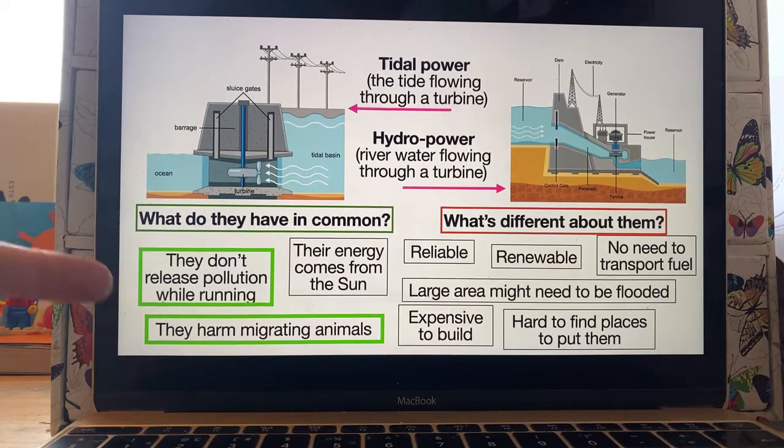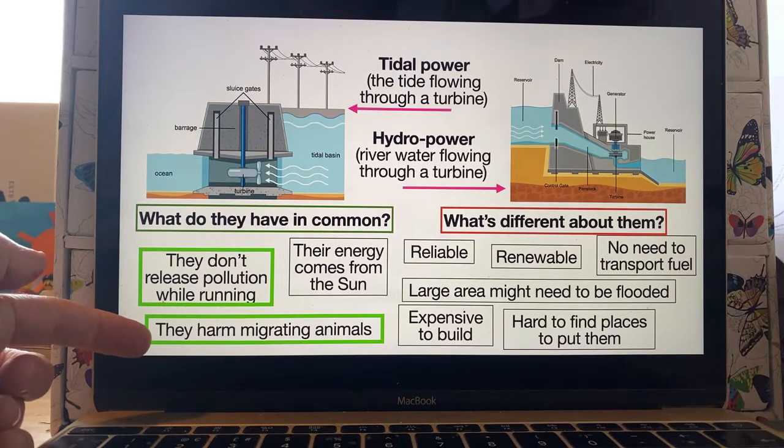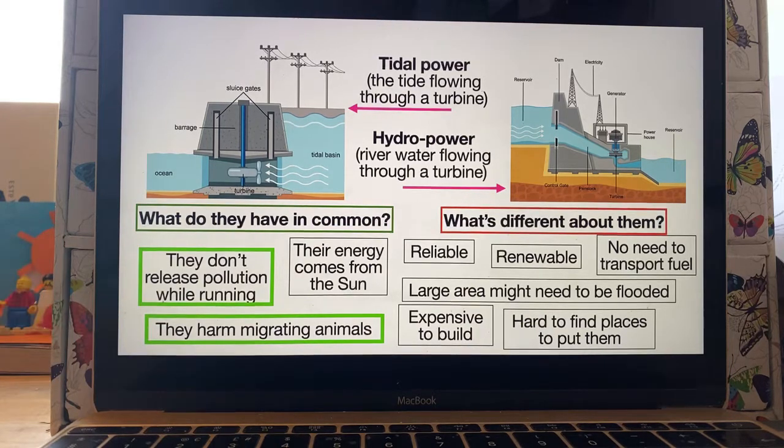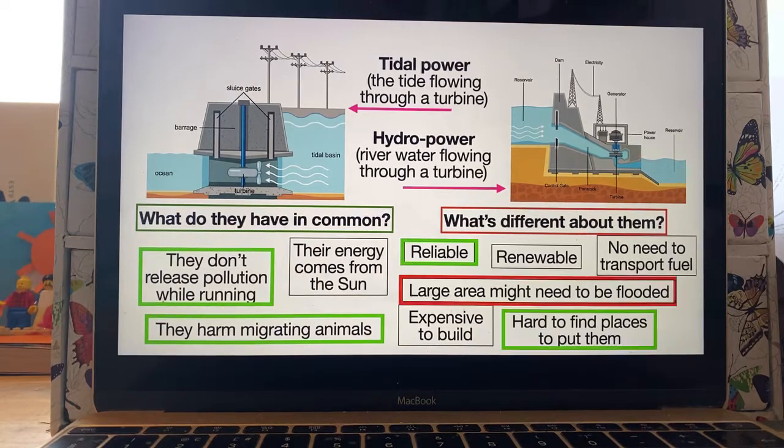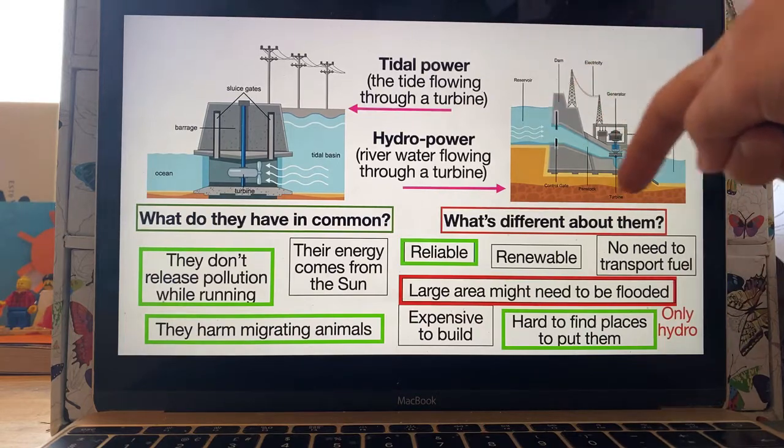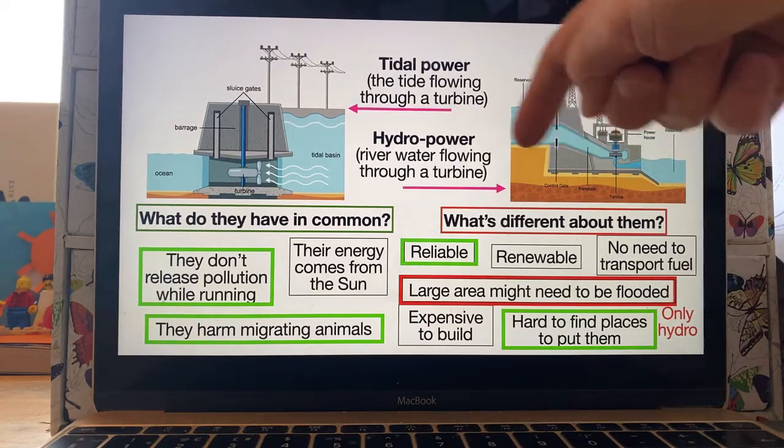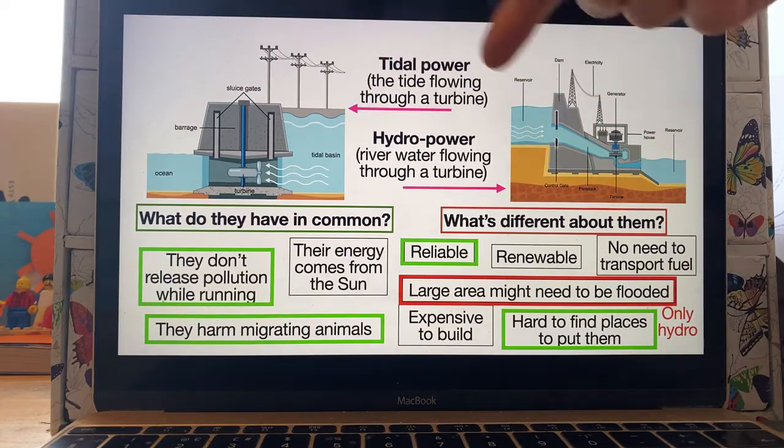That is also true. I've never seen a mark be given for that at IGCSE. It's worth knowing, but if I was going to write that, I'd probably add another disadvantage as well, just in case. They're both very reliable. They both use renewable energy. It's hard to find places to put them. Large area might need to be flooded. Well done if you got that. That's only with the damming method. It's obviously not the case with tides that you flood a large area. The sea is already there.